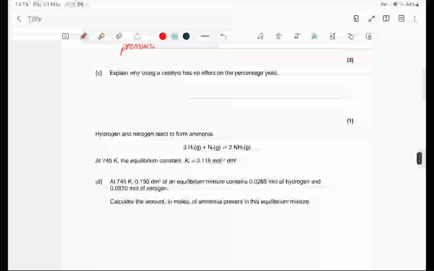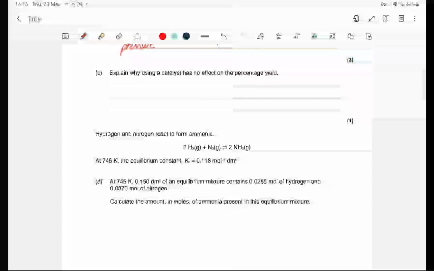Okay, moving on to question C. It says to explain why using a catalyst has no effect on the percentage yield. So we already know that increasing the rate is the consequence of using a catalyst. But when we're looking at the yield, we have to consider the forward rate of reaction and the backwards rate of reaction. If one changes but the other one doesn't, or one changes more than the other, then you get a shift in the position of equilibrium.